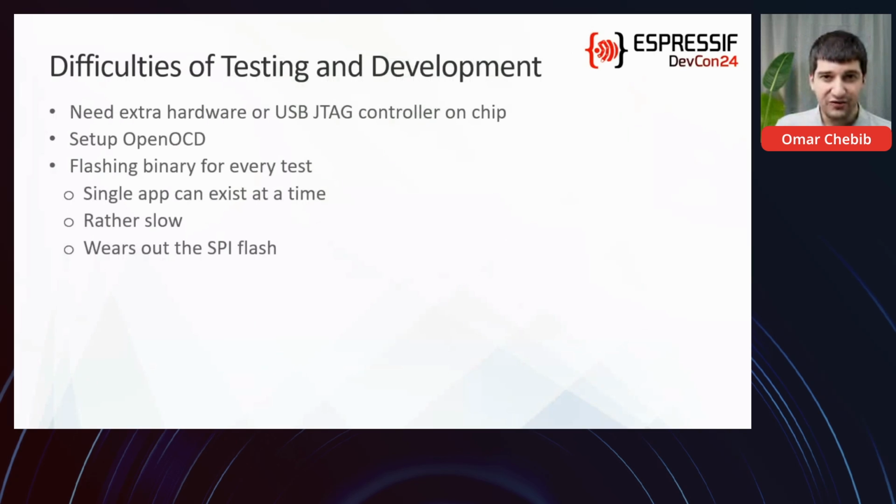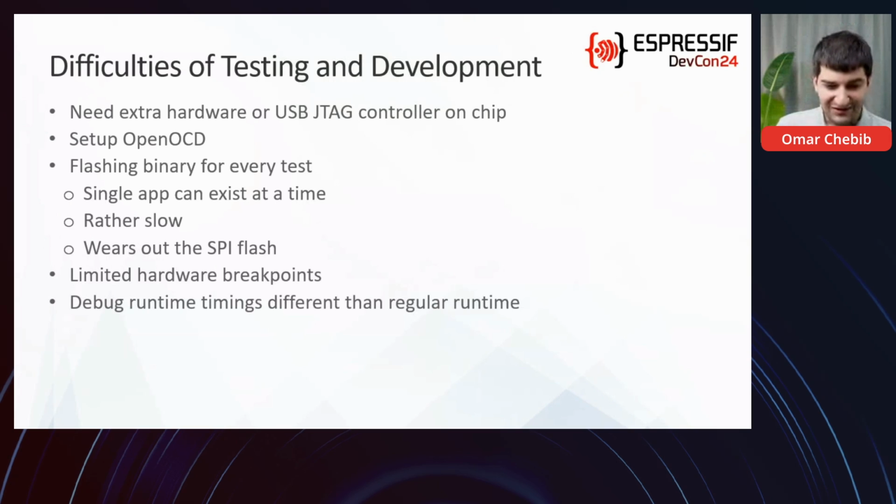Every time you modify your project or your application, you will need to flash it to your board. So you only have a single application that can exist at a time. Flashing is rather slow, and it also wears out the SPI flash, since SPI flashes are limited in the number of write cycles. Another limitation that you will encounter is the limited hardware breakpoints that you have on a single chip.